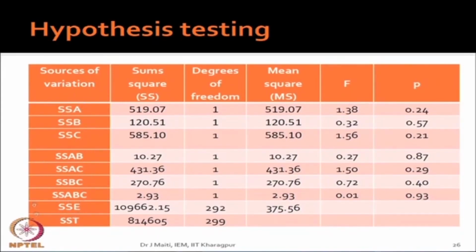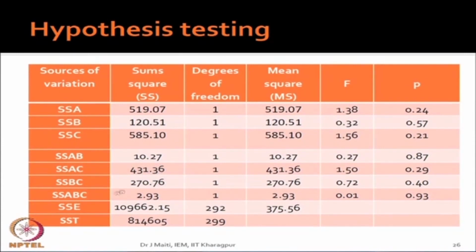So, these are the many sources of variation. The sum of squares 519.07 comes from factor A, that is the occupation or job title in this case. Then 120.51 is contributed by age, 585.10 is contributed by experience. The job title versus age interaction contributes very little, 10.27, but for job title versus experience there is a large contribution.